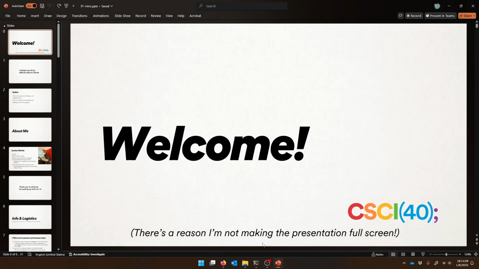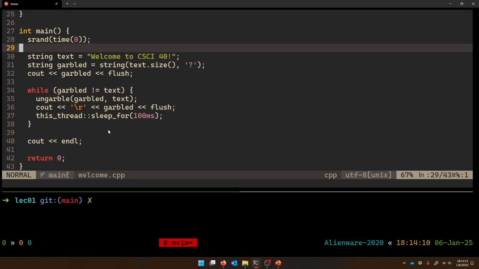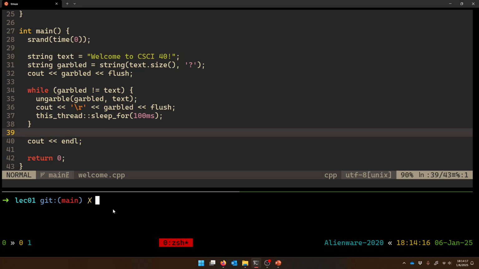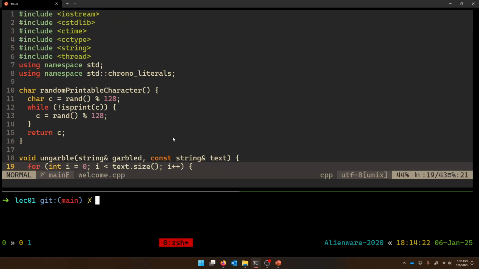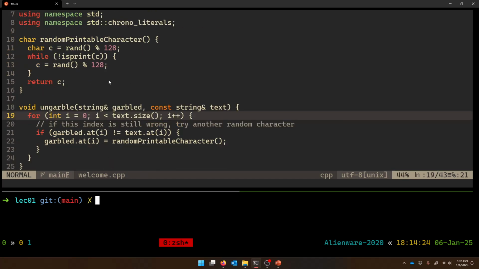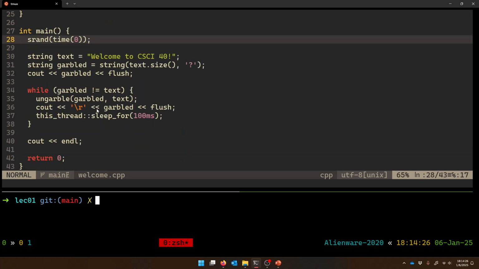Let's get started. So the first thing I want to do is just show you a cool example of some code that I saw on Reddit and then I changed it up a little bit. I thought it would be a cool first thing to show you in the class. So this is a program, and this is a magical place called the terminal right now. And here I am editing a program, and I'm going to compile and run it for you.